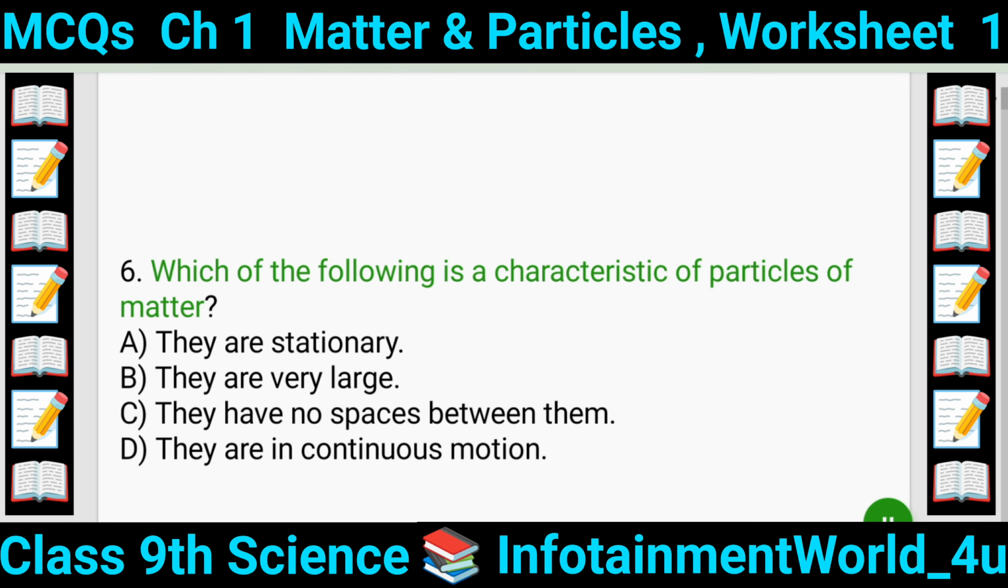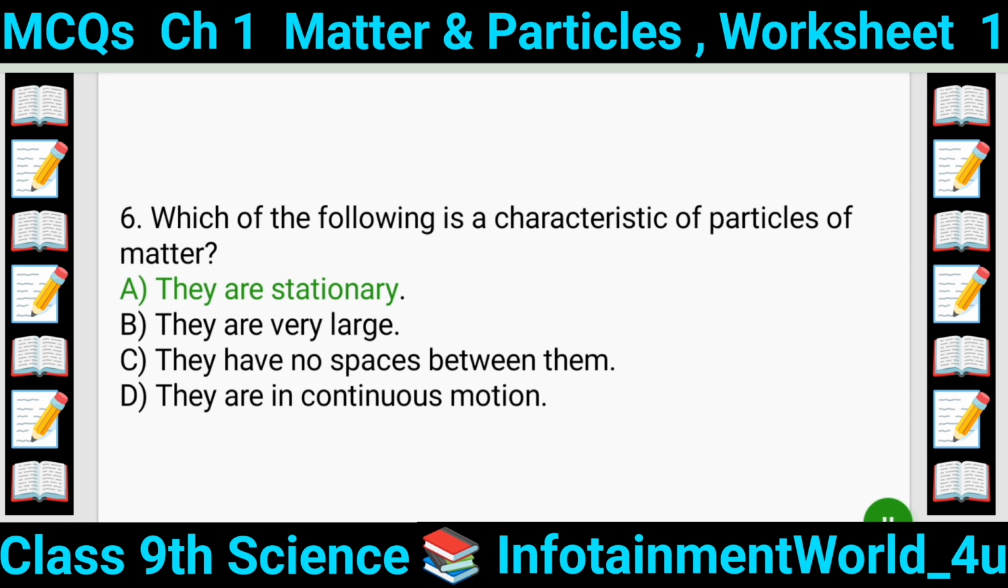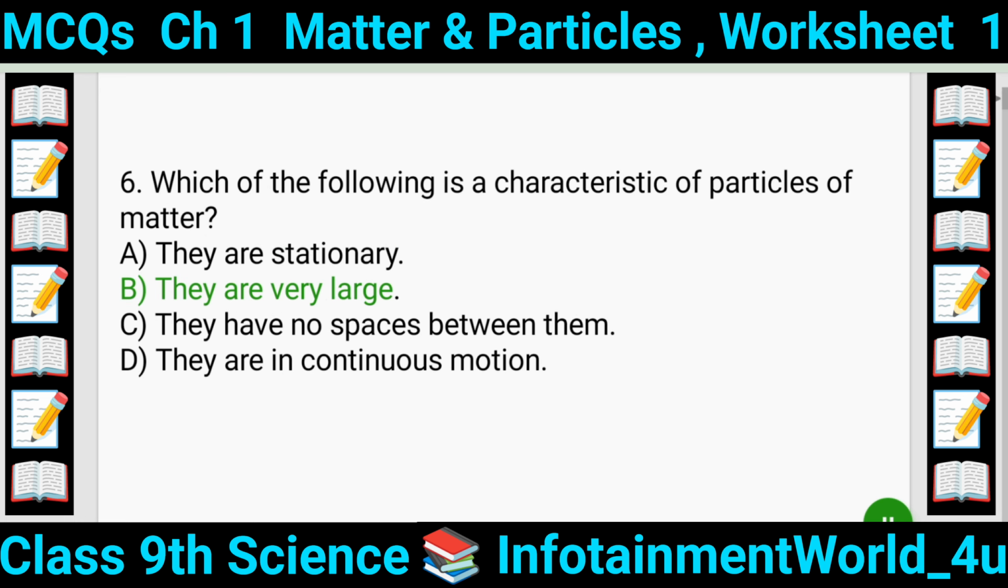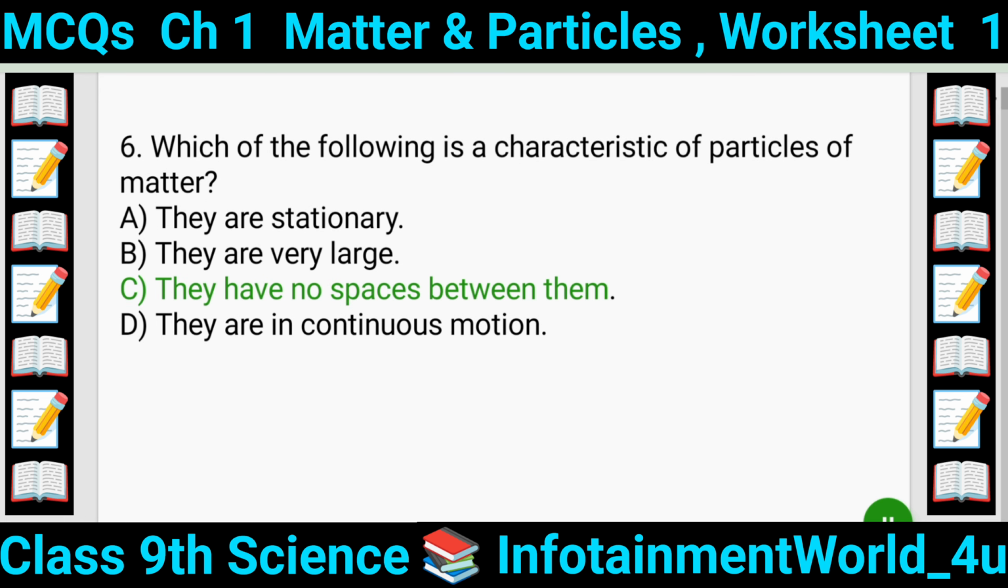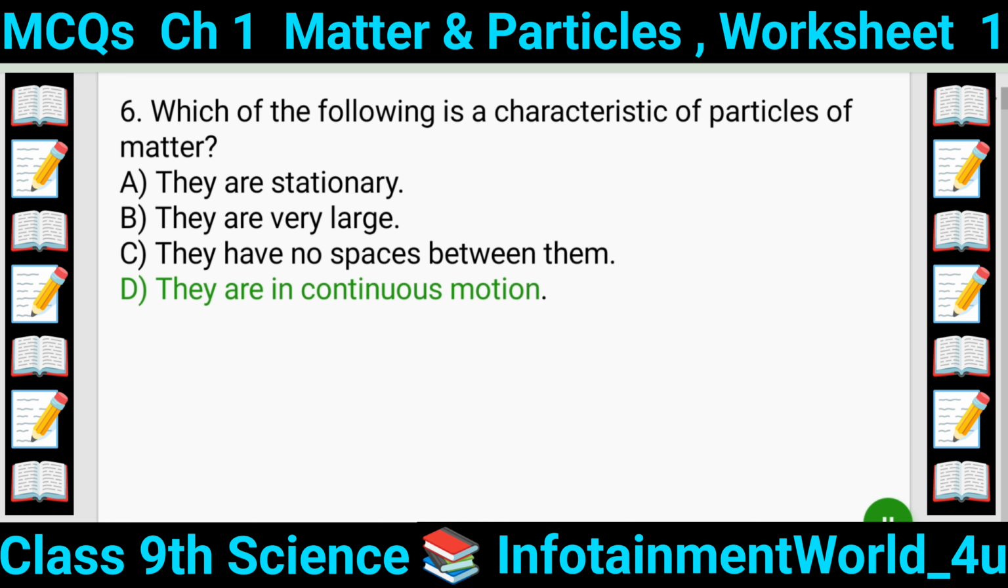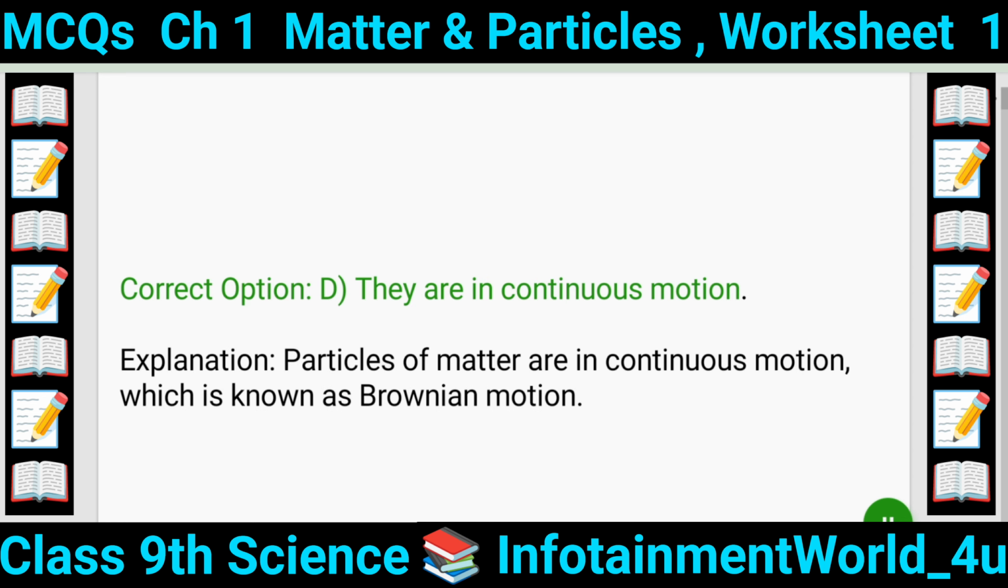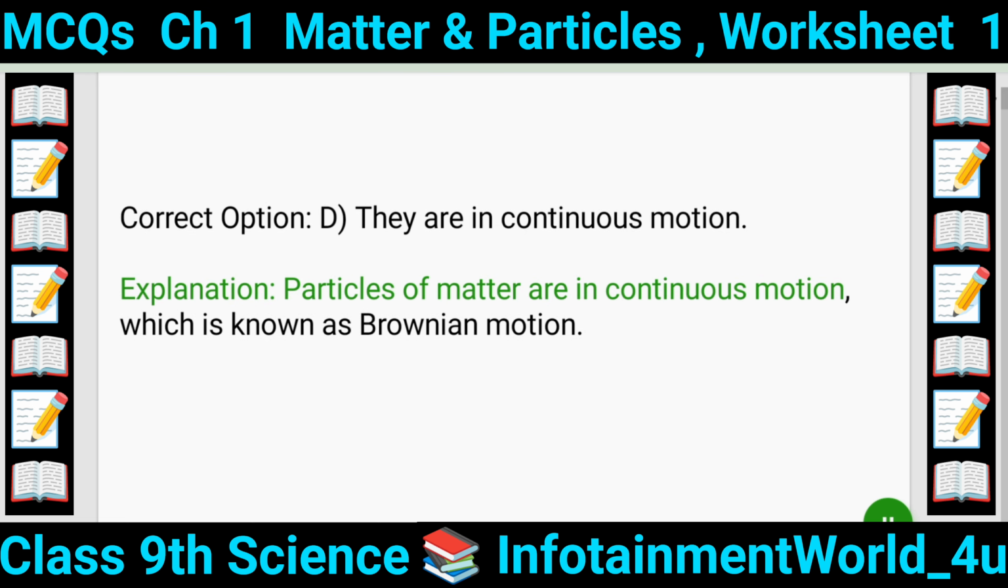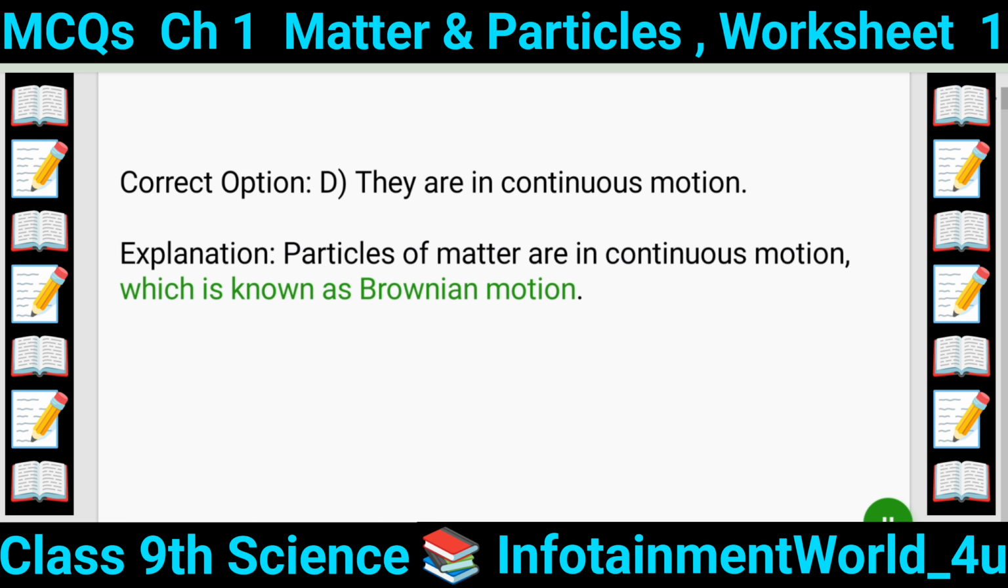6. Which of the following is a characteristic of particles of matter? A. They are stationary. B. They are very large. C. They have no spaces between them. D. They are in continuous motion. Correct option, D. They are in continuous motion. Explanation. Particles of matter are in continuous motion, which is known as Brownian motion.